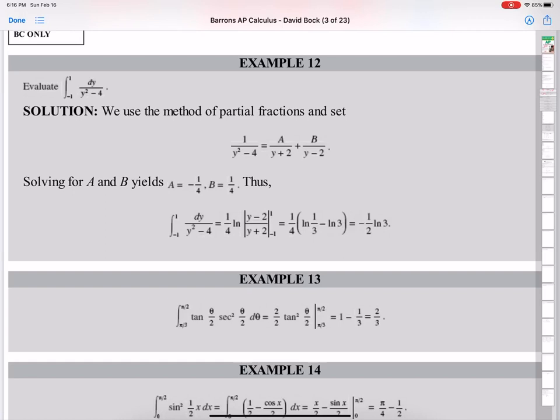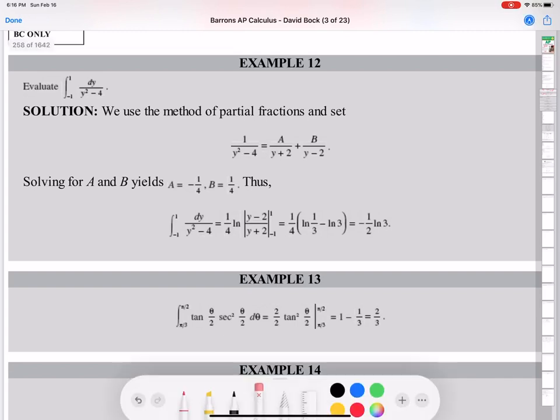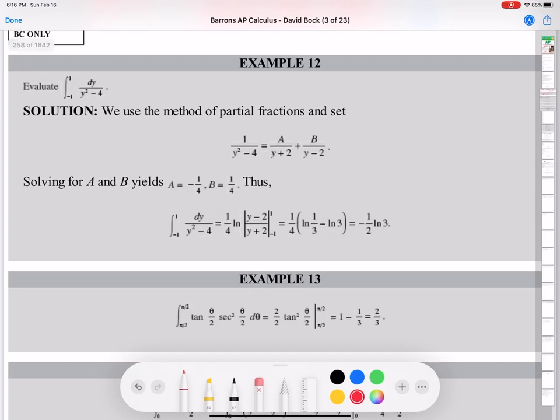Let's start. Number 12, evaluate the integral dy over y squared minus 4 from negative 1 to 1. This is a partial fraction problem. So change this expression, 1 over y squared minus 4, into partial fractions.